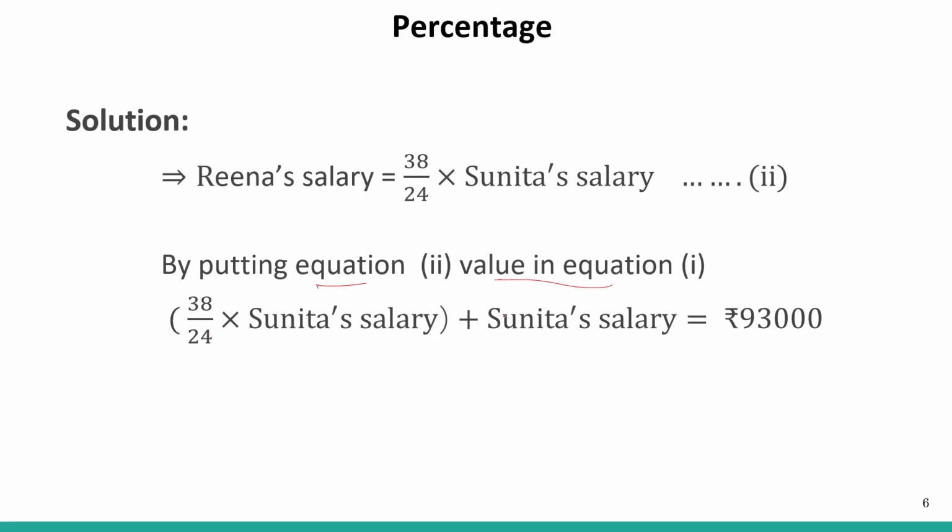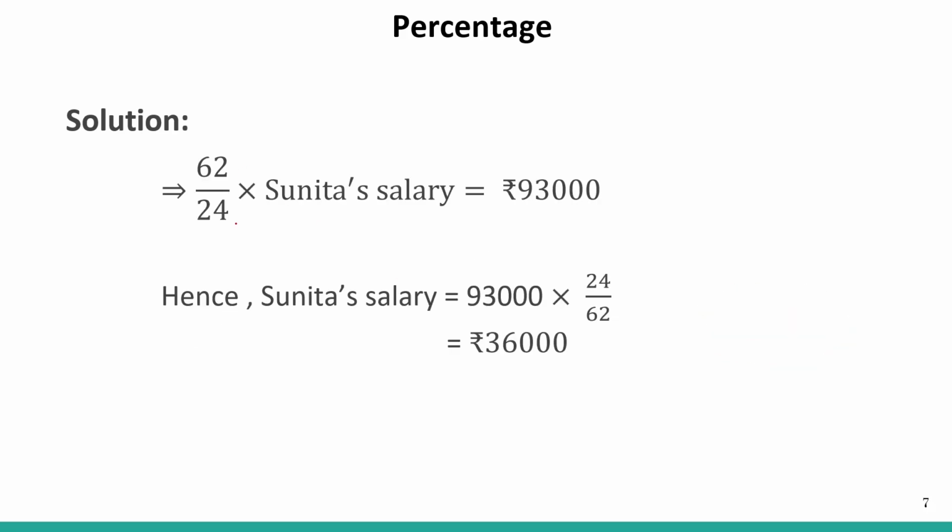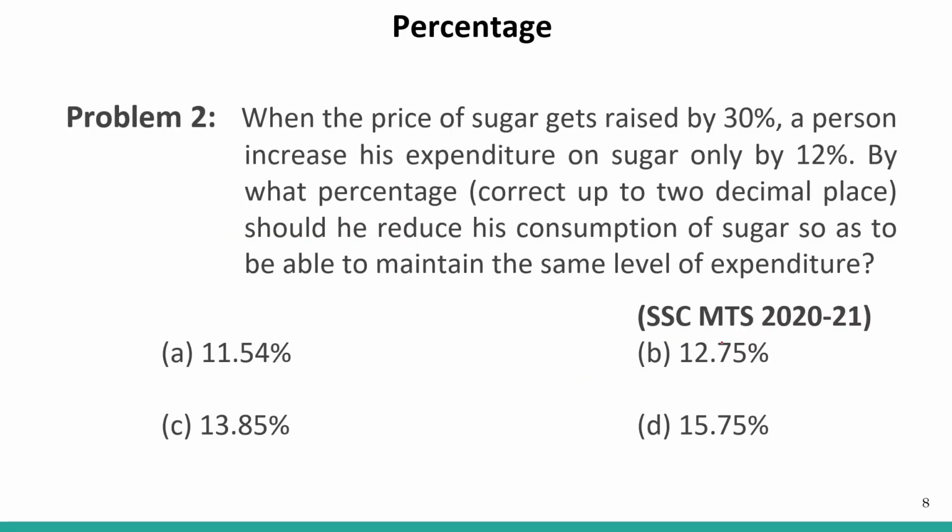38/24 into Sunita's salary plus Sunita's salary is equal to 93,000. Okay, so 62/24 into Sunita's salary will be 93,000. Hence Sunita's salary will be 93,000 into 24/62. That is the reciprocal, since we took the fraction from LHS to RHS, that's why we put the reciprocal here. And the final answer became 36,000. Okay, so this is the final answer.